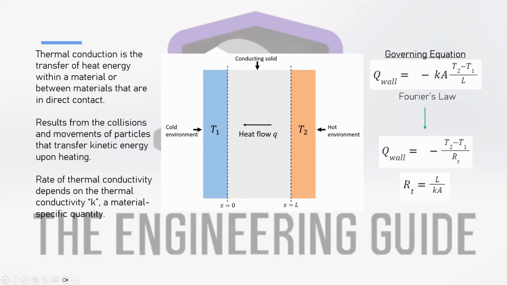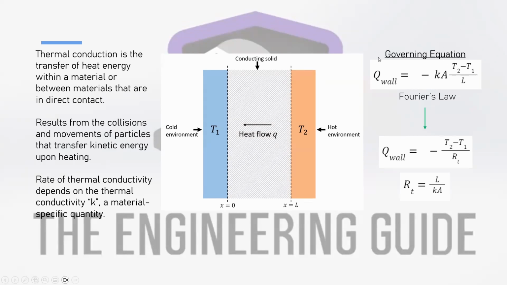Thermal conduction can be further represented by the diagram that we can see in the middle of the slide here. On the left-hand side of a conducting solid, we can see that we have a cold environment, T1. And on the right-hand side, we have a warm or hot environment, T2. And as a result, these two different temperatures will cause a temperature gradient over the solid, which in turn induces a heat flow, and thus heat can be transferred from one plane to the other.